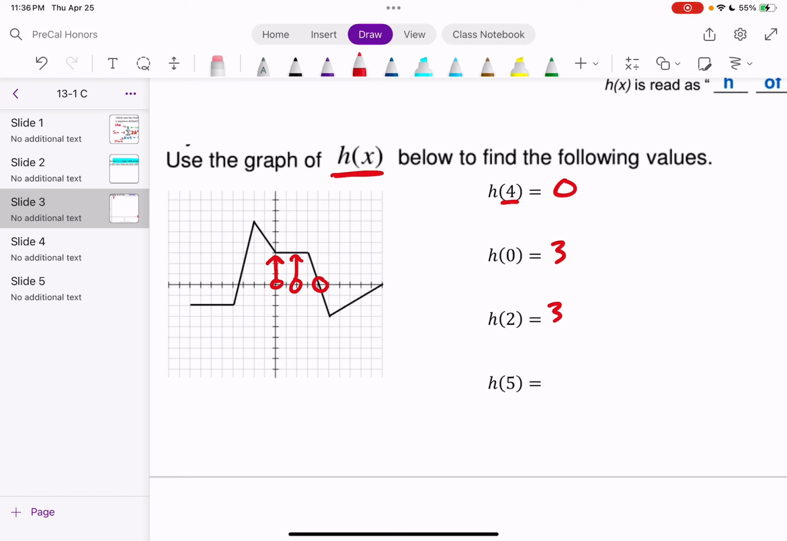Now, it is possible for multiple numbers to give you the same answer. Last one would be h of 5. In this case, our 5 would be here, it drops down, and this would be actually a negative 3. Let's go ahead and take a look at slide 4.